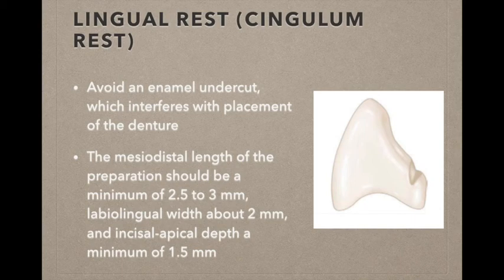When you finish, you should make sure you don't have any enamel undercut on the facial part, which will interfere with your RPD placement. The mesial-distal length of this preparation should be at least 2.5 to 3 mm and limited between the marginal ridges. The labial-lingual width will be 2 mm and the incisal-apical depth will be 1.5 mm as a minimum. However, when you do the depth, you still want to limit it to just the enamel portion, not into the dentin.